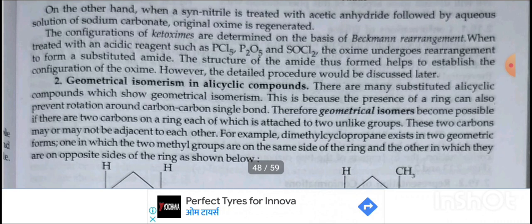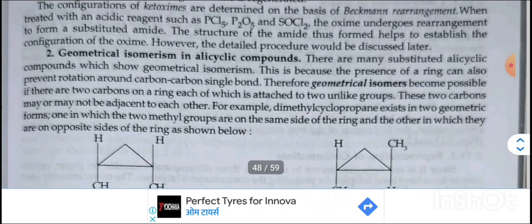PCl3, P2O5, SOCl2. The oxime undergoes rearrangement to form a substituted amide. The structure of the amide thus formed helps to establish the configuration of the oxime. However, the detailed procedure will be discussed later.